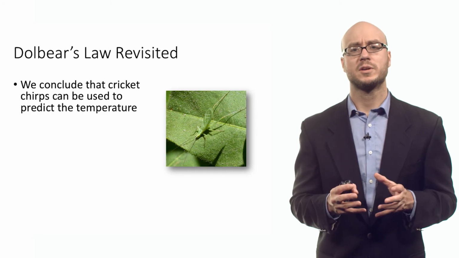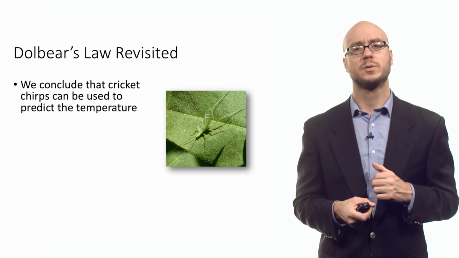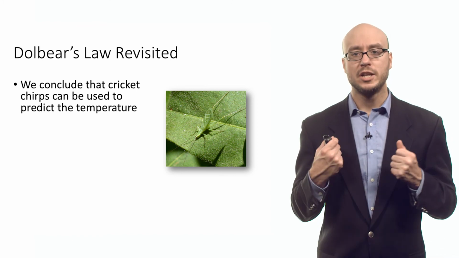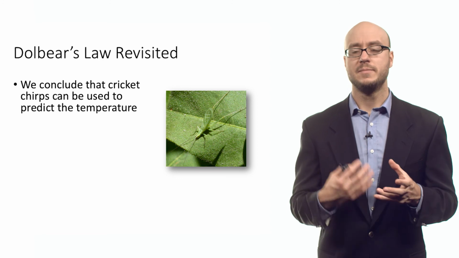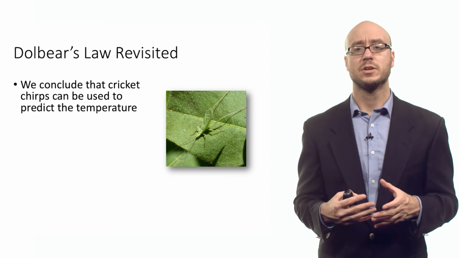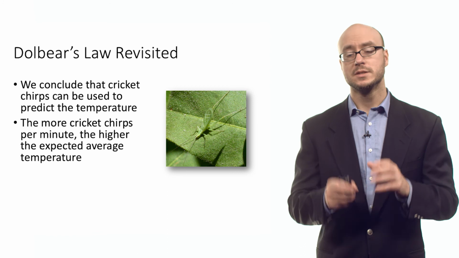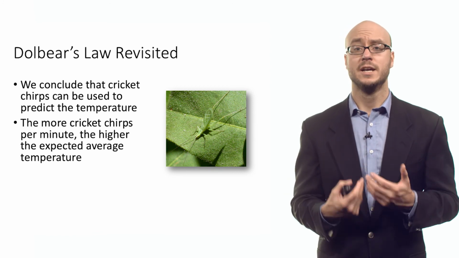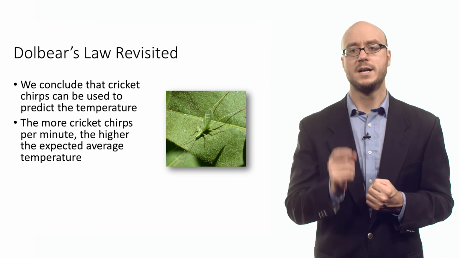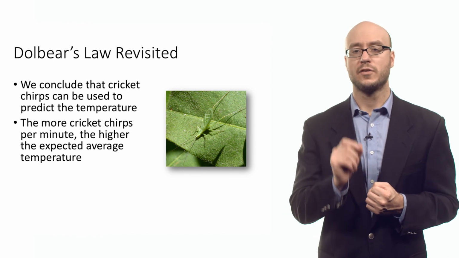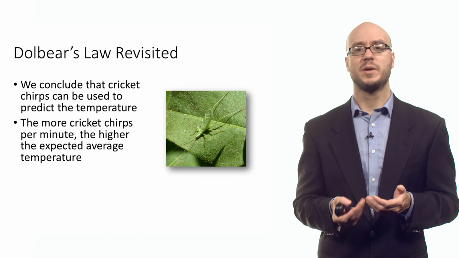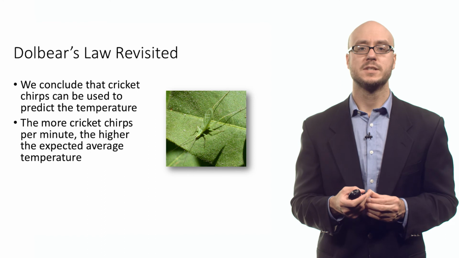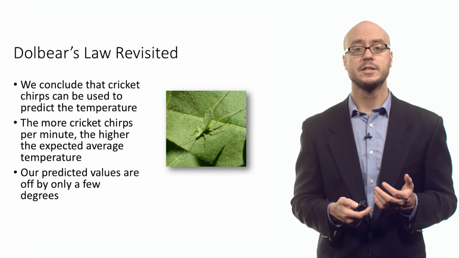So let's think about Dolbear's law again in the context of this simple linear regression line. We've concluded, using this sample of data, that we can use cricket chirps to describe the data set, but we can also use it to predict the temperature in potentially new contexts. In general, the more cricket chirps per minute, the higher the expected average temperature. We know this because that slope is positive. It's 0.23. So for every 1 unit increase in cricket chirps per minute, the expected temperature is going to increase by 0.23 degrees Fahrenheit. And it's a positive linear relationship.